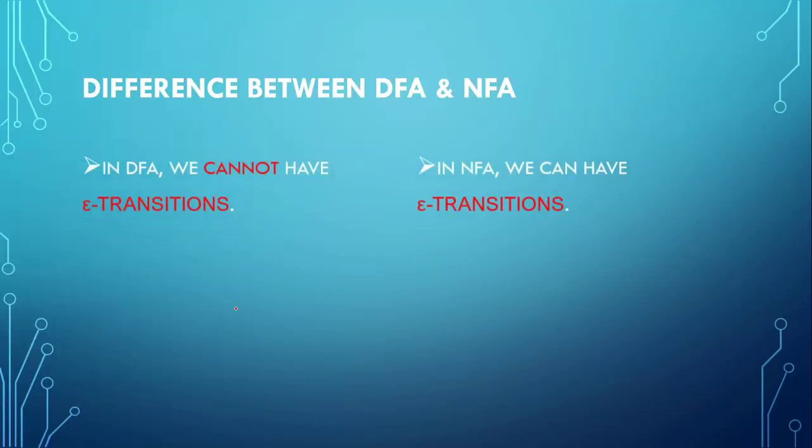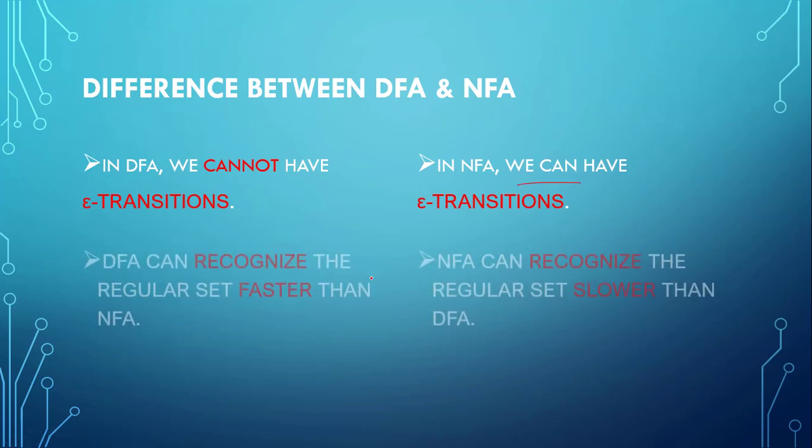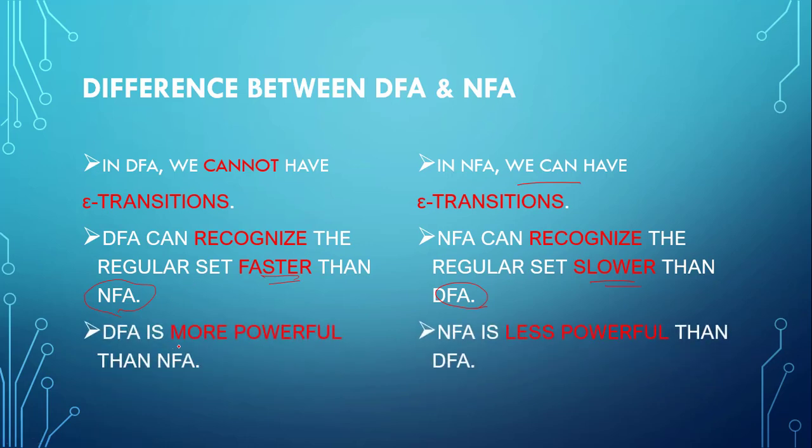Next point, in DFA we cannot have epsilon transitions, whereas in NFA we can have epsilon transitions. Next point, DFA can recognize the regular set faster than NFA, whereas NFA can recognize the regular set slower than DFA. Please make sure that you understand here they are being compared against each other and not any other machine. Next point, DFA is more powerful than NFA, whereas NFA is less powerful than DFA. Again here make sure that you understand they are getting compared against each other only.